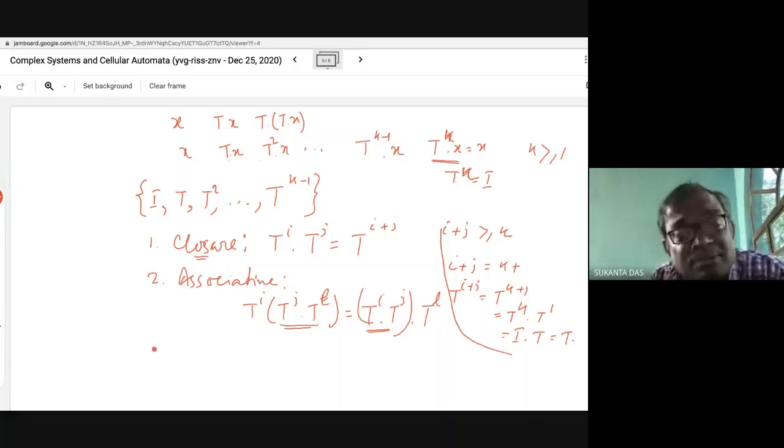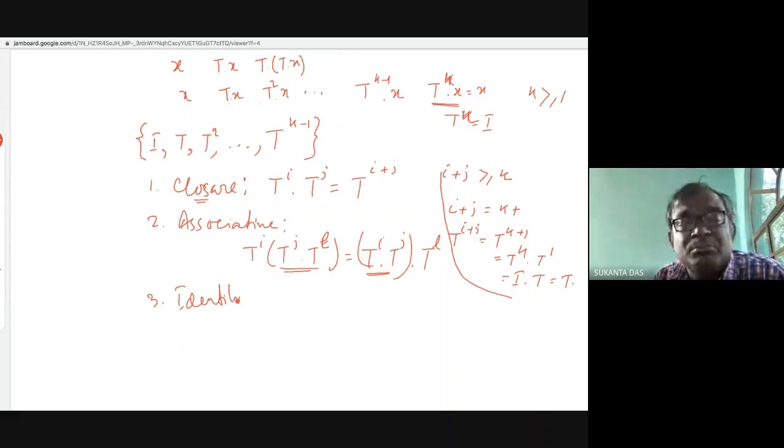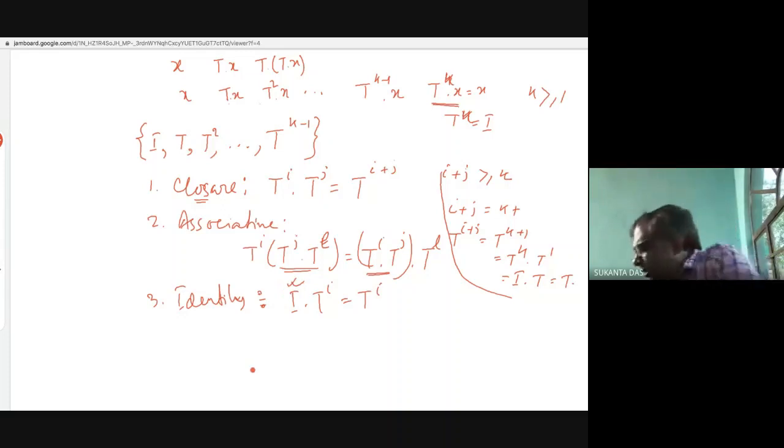Third is existence of identity. So here identity exists. Here I is the identity matrix. You can see that you can multiply with any T to the power i, so you're having this identity.